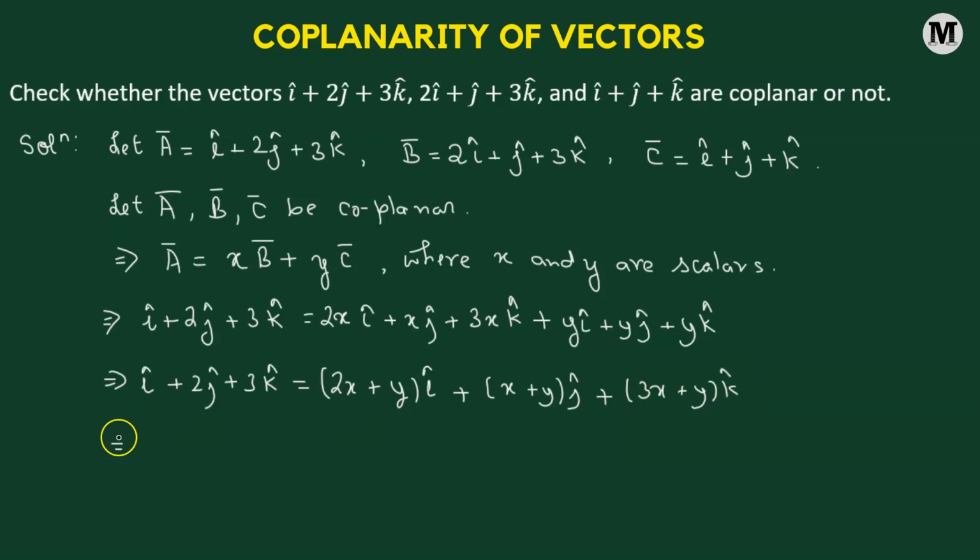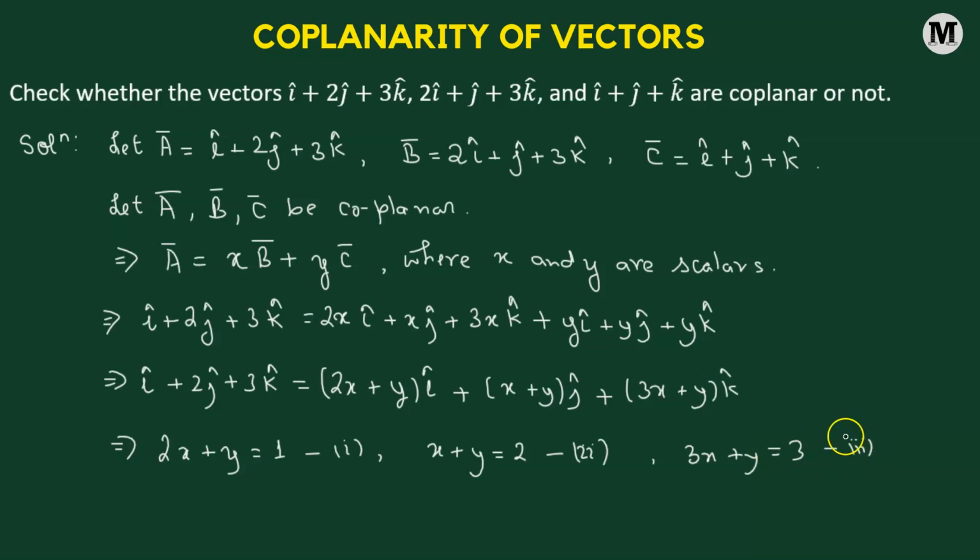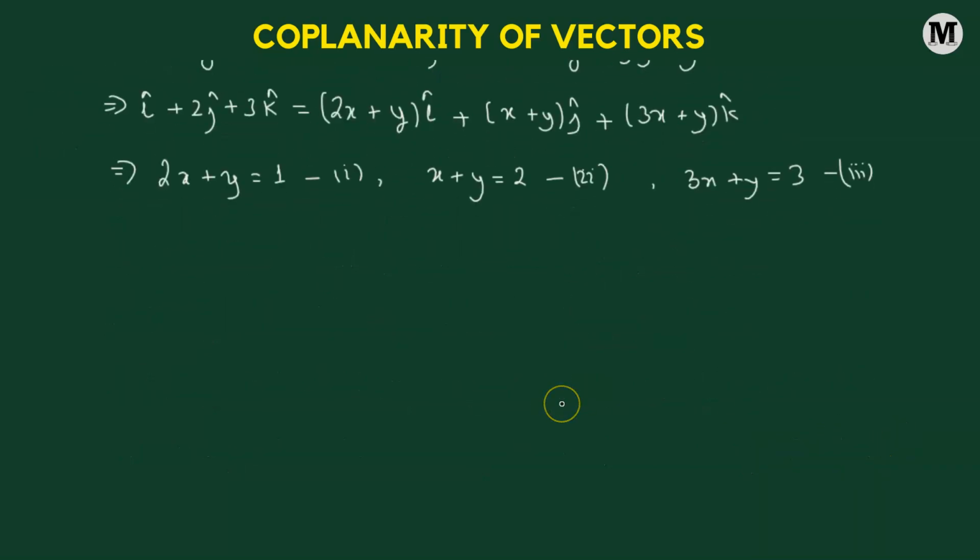When you compare both sides, we're going to get three equations. First equation is 2x plus y equals 1. We'll label this as equation number 1. Then the next equation, x plus y equals 2, is equation number 2. And then we have 3x plus y equals 3, which is equation number 3. Now we'll take any two equations at a time. We can pick either 1 and 2, or 2 and 3, or 1 and 3, and solve for the values of x and y.